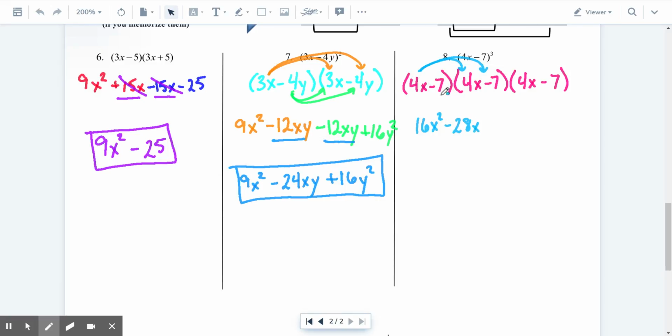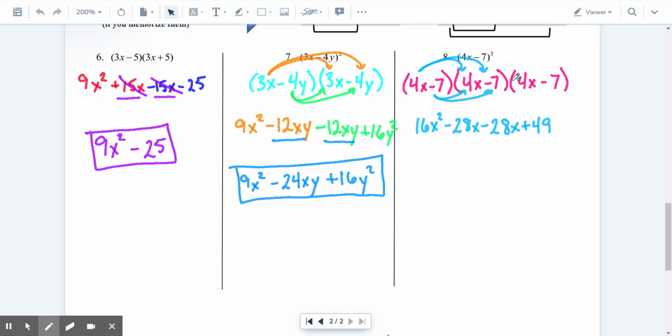And then we still need to take this negative 7 times the second set of parentheses. So we take negative 7 times 4. That's negative 28x. Again, if we're multiplying two copies of each other, we shouldn't be surprised when there are terms that are copies of each other. And negative 7 times negative 7 is plus 49.